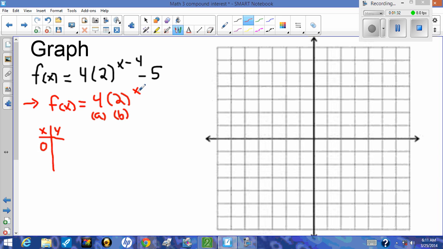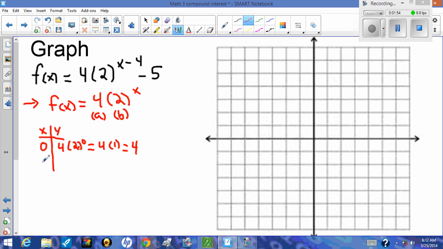2 to the 0 power is 1. So this would be 4 times 2 to the 0 power. So we'll illustrate that it's always going to be A, which is equal to 4 times 2 to the 0 power, which is always 1. And for you guys who still think anything to the 0 power is 0, quit. It's always 1. Alright, there it is, 0, 4.